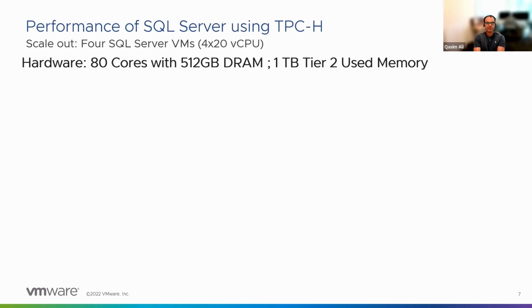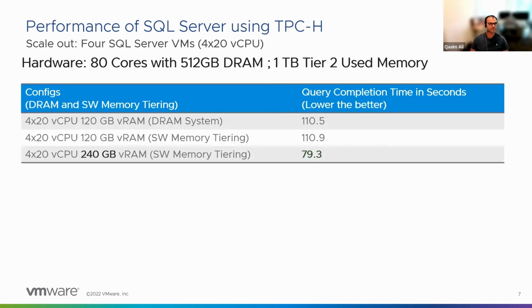For this experiment, we scaled out to 4 because these were larger VMs. So 4 times 20 is 80 vCPUs on an 80-core system. Now, we could have increased the vCPUs more, but for analytical workloads, increasing the vCPUs does not result in a reduction of query times. So it made sense to have vCPUs equal to the number of cores. The DRAM is 512, and we use 2x more tier 2 memory, which is 1 terabyte.